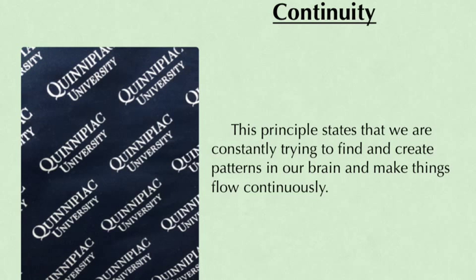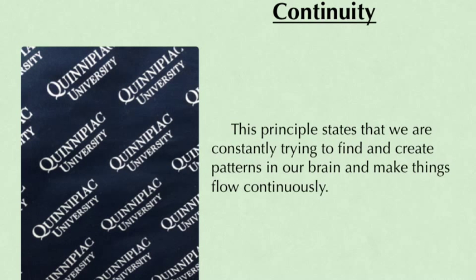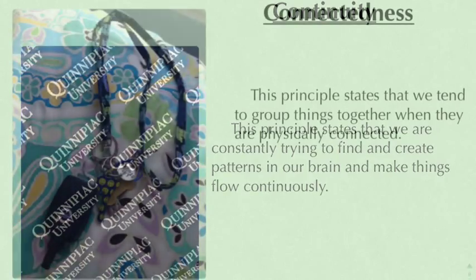This Gestalt principle is called continuity. This principle states that we are constantly looking to create continuous patterns in our brain and for things to flow. In this example, the words Quinnipiac University repeat and create a continuous diagonal line pattern. If these words were randomly placed, no pattern would be able to be made. This principle affects our perception because it allows us to see and form patterns in our everyday lives.